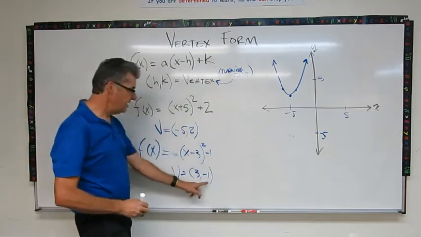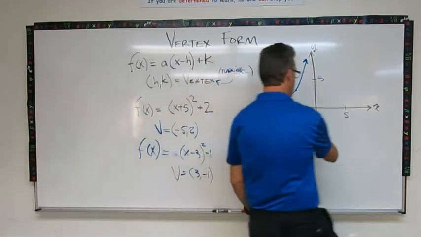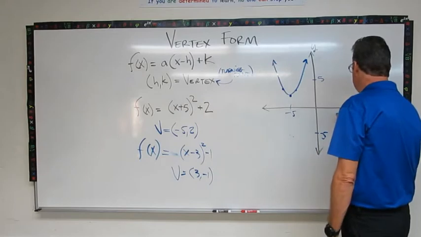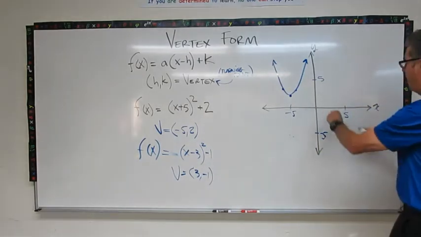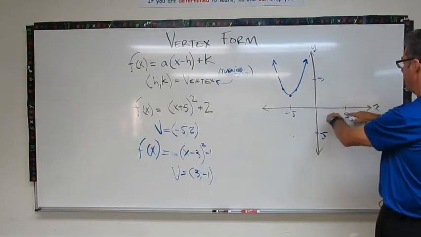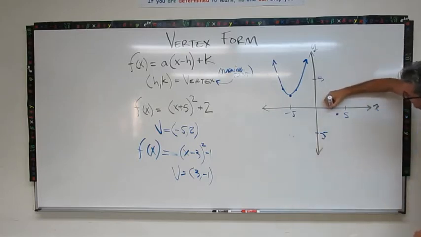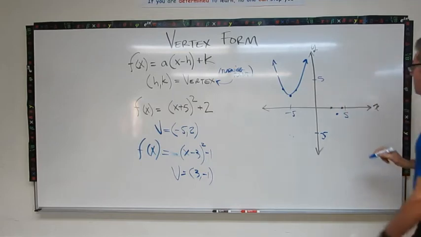So the vertex is minus 3, 1. I'm sorry, 3, negative 1. I'm going to go over 3 and down 1. So there's my vertex. And now I know, just like with this graph, the first 2 points are over 1, up 1. So I'm going to get right about there. Draw my graph.